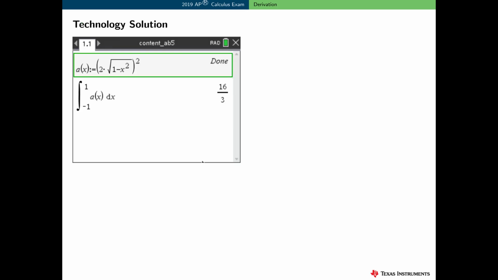And here's a quick technology solution. I defined the function A, the area of a cross-section at x. And I simply found the definite integral without any simplification in the expression. And the TI-Nspire, the CAS version, returns the exact symbolic answer.